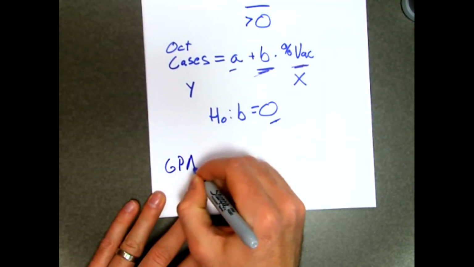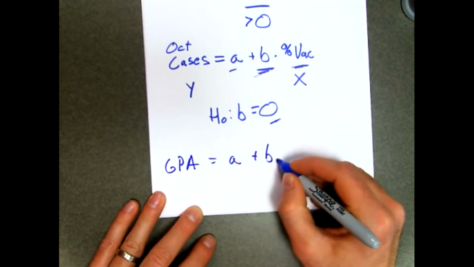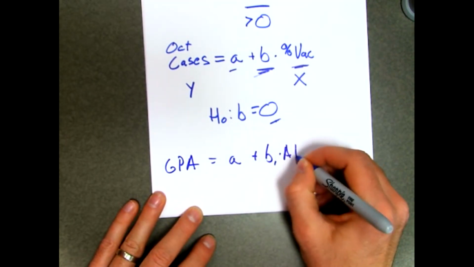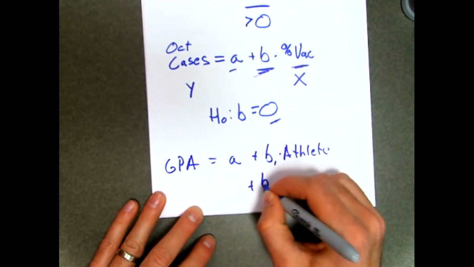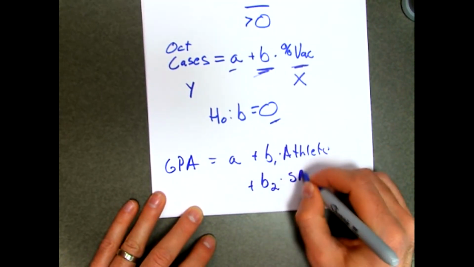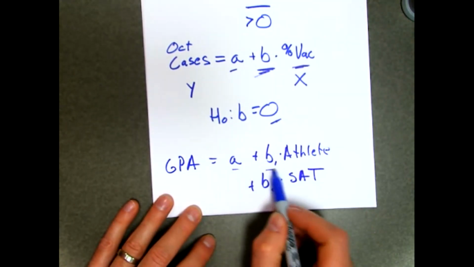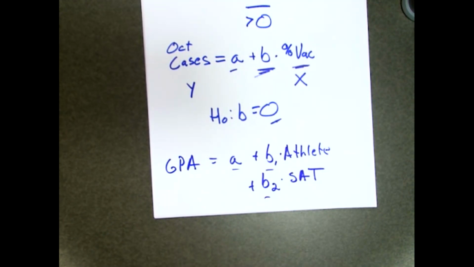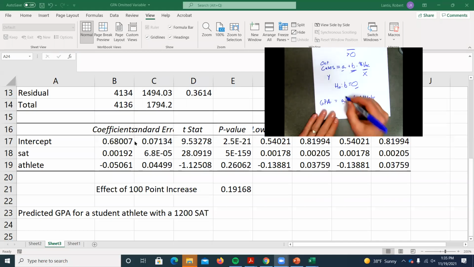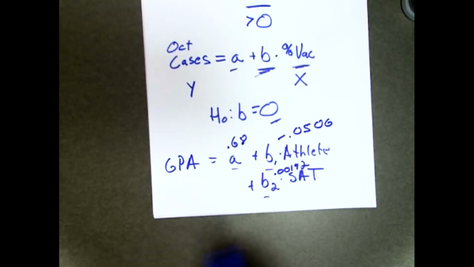So I've got GPA, I've got being an athlete, and then I had SAT score. Once I have values for each of these things, right? I don't remember exactly what they are, so I'm going to make them up here. Well, might as well just look at them instead of making them up. So we had what? 0.68, 0.00192, and the athlete one was negative 0.0506. Okay.